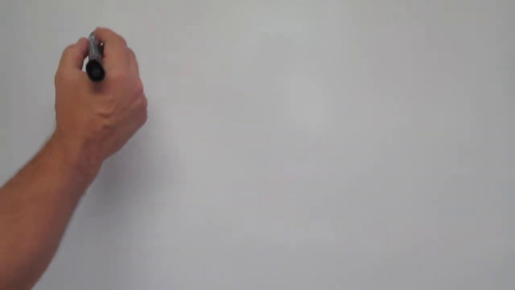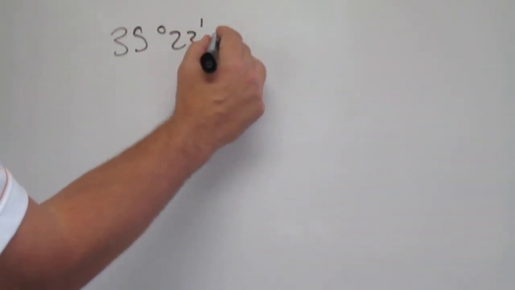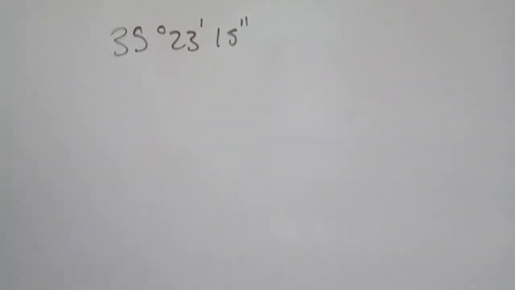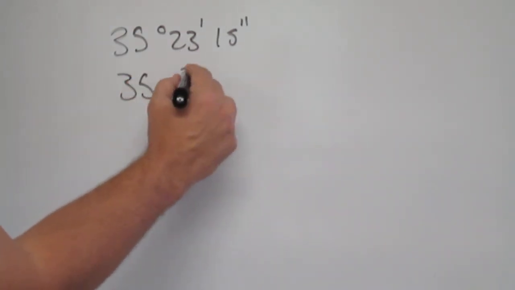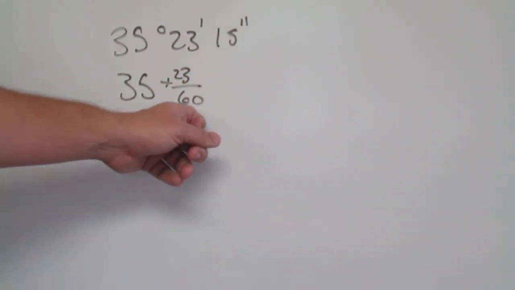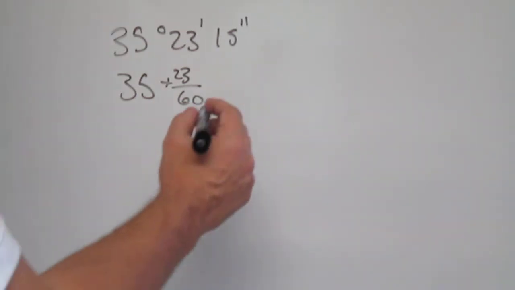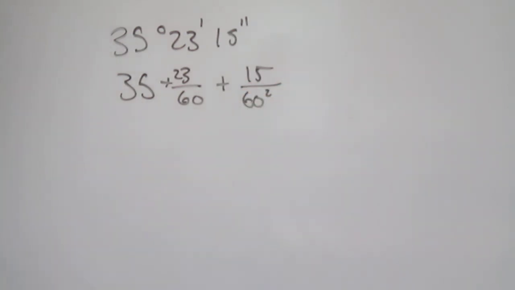Now, it's logical to assume if we're going to convert from decimal to degrees, minutes, seconds with an angle, we should also be able to go in the other direction. So if I had 35 degrees, 23 minutes, and 15 seconds, how would I change that into just a decimal measure of degrees? Well, the 35 is the easy part. The 23 is out of 60 because there are 60 minutes in 1 degree. And then I can say 15 seconds, well, to get to degrees, that's actually going to be 60 squared.